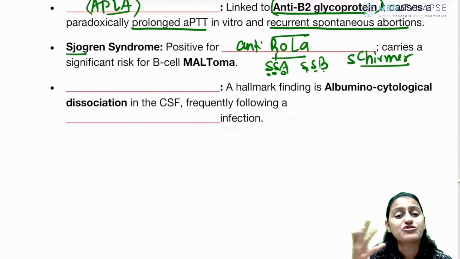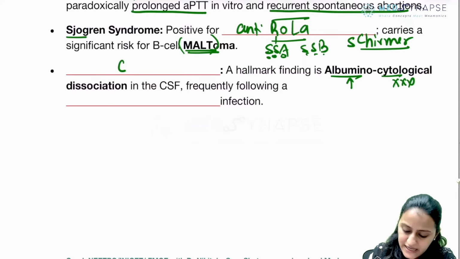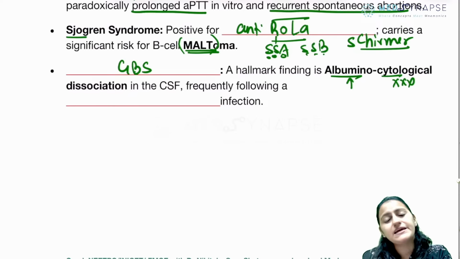And then you have finally here, what is this condition which has classically albuminocytological dissociation in the CSF? The albumin is high, but the cells are low. Right? What do you see in meningitis? Protein is high, along with the cells also being high. Here albumin is high, but cells are not high. So what is this condition? Correct. It is GBS, Guillain-Barré syndrome.